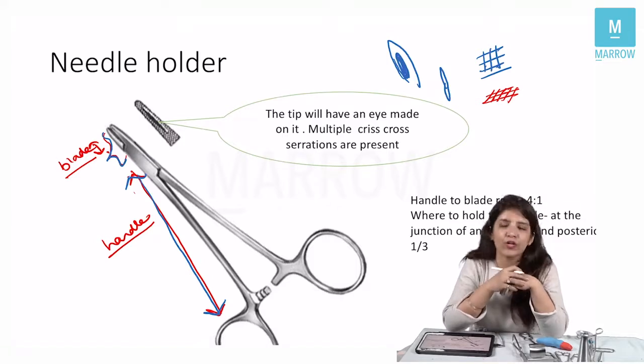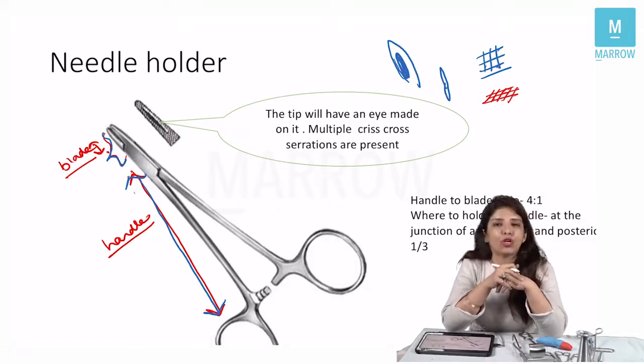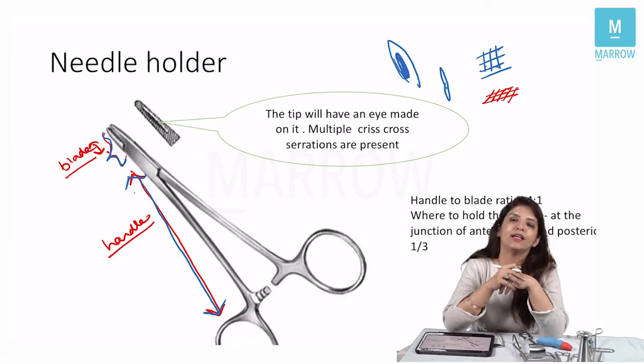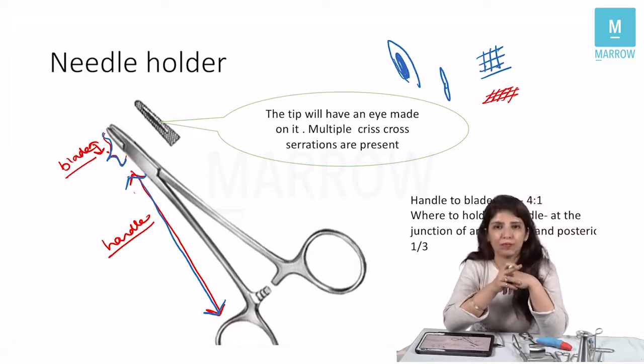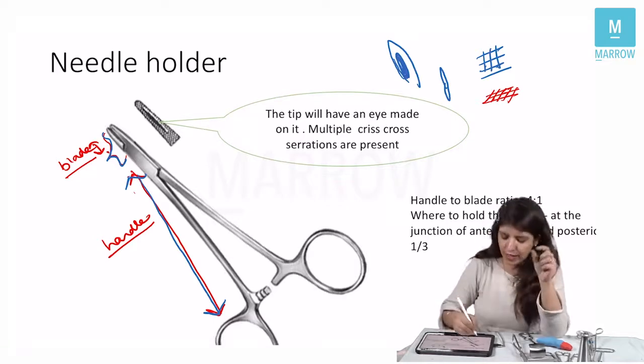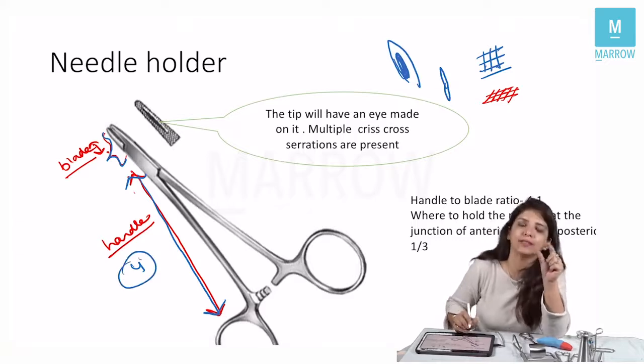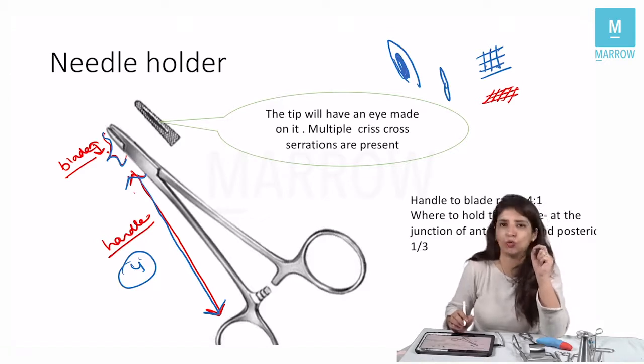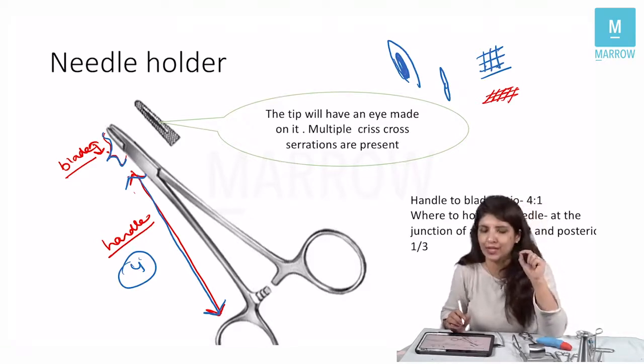Now, your viva question could be, what is the ratio between the blade and the handle in a needle holder? The ratio between blade and handle is 1:4, right? The handle is very long. It is 4 times longer than the blade. Number 2 question could be, how do you correctly hold the needle in a needle holder? Just show it to me, the examiner can say.